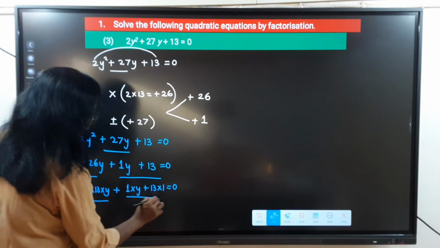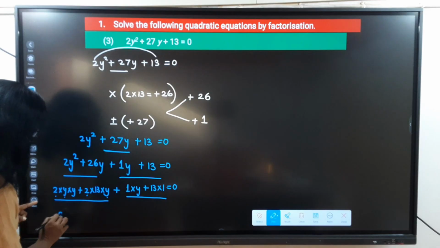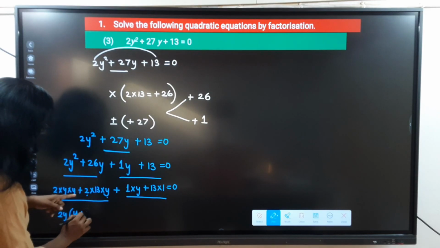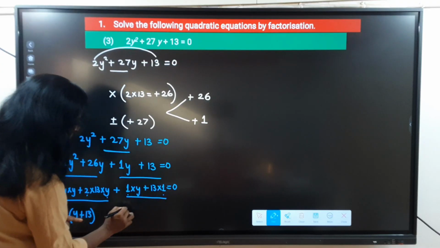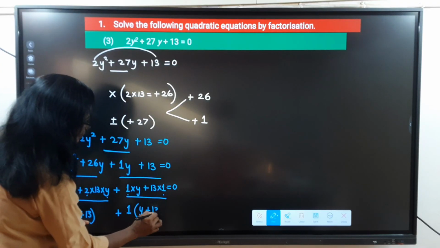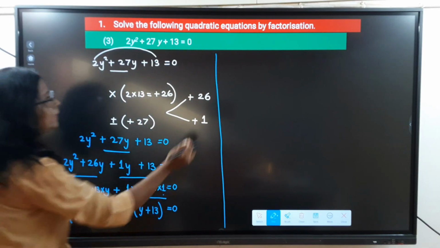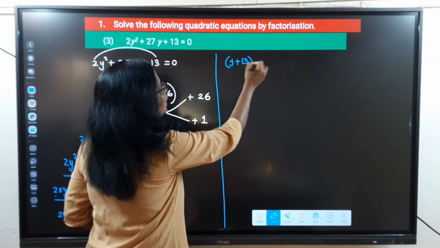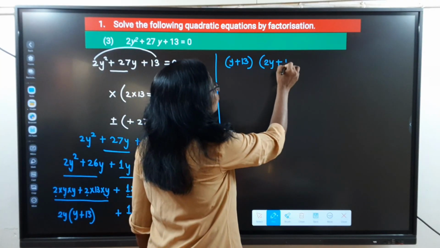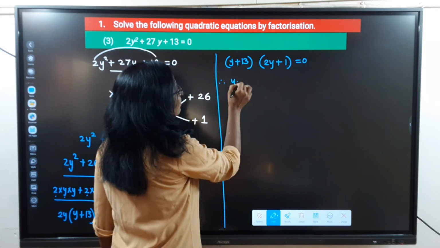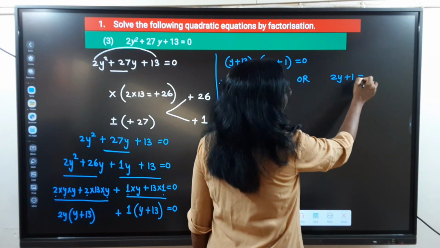From the first group, the common factor is 2y, and in the bracket we write y + 13. The plus sign stays as it is, and from the second group 1 is common, so 1 times (y + 13) is equal to 0. So first we write y + 13 in the first bracket, and in the second bracket 2y + 1, equal to 0. Therefore y + 13 = 0 or 2y + 1 = 0.